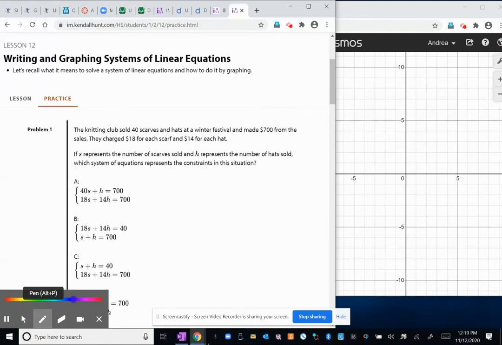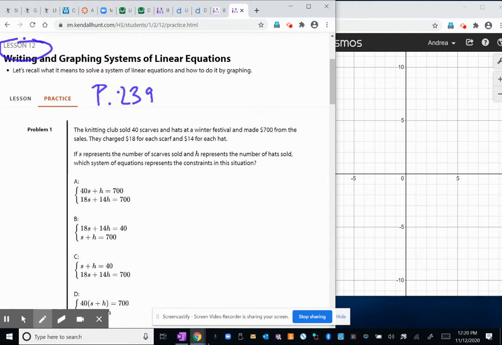So we're in Unit 2 doing Lesson 12. This is in your textbook beginning on page 239. And you have to do numbers 1 through 4 and 7 and 8.